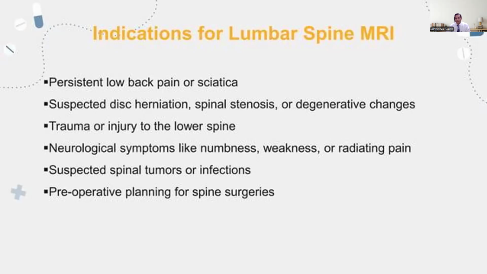You can just get away with X-ray, but for an MRI spine, the patient may be having persistent low backache or sciatica, suspected disc herniation, spinal stenosis or degenerative changes, or trauma or injury to the lower spine, with neurological symptoms, numbness, weakness, or radiating pain. If you are suspecting any chronic infections or spinal tumors, or if you are planning a surgery, you should have a recent MRI of the spine.